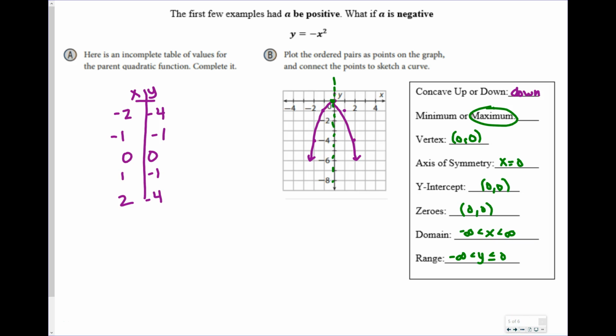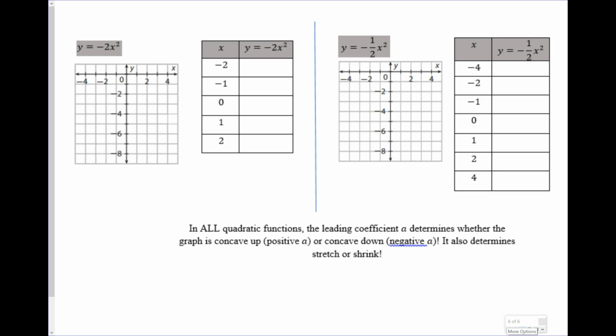So how's that going to look when we have the other equations we worked with? Well, they'll probably be very similar, only now they'll be upside down. So what I want you to try to do is on Desmos or on your calculator, try and graph these two equations. You can pause the video, graph these two, get the table on your calculator or Desmos, and plot these equations.